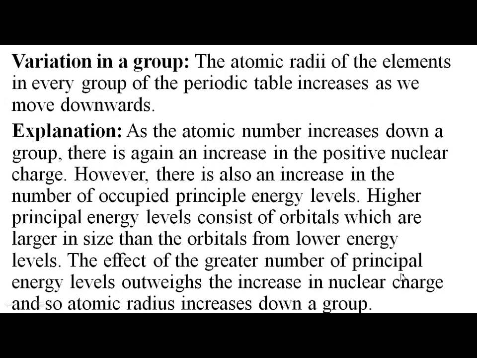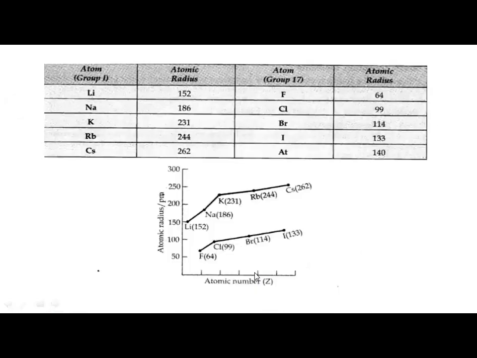The effect of greater number of energy levels outweighs the increase in the nuclear charge, and so atomic radius increases down the group. Atomic radius increases down the group. You can see when you move from lithium, sodium, potassium, rubidium, cesium, there is an increase in the atomic radius. Even in group 17, there is an increase in the atomic radius, and this is the graph. This is for group 1 elements and this is for group 17 elements.